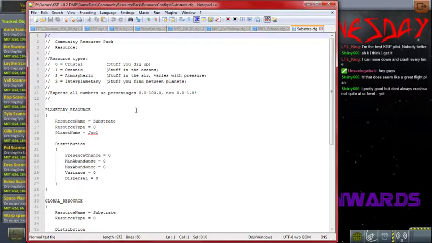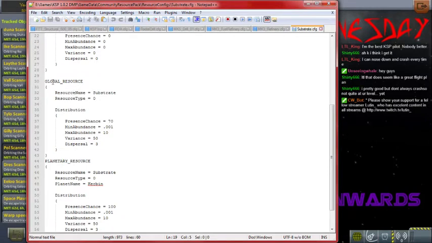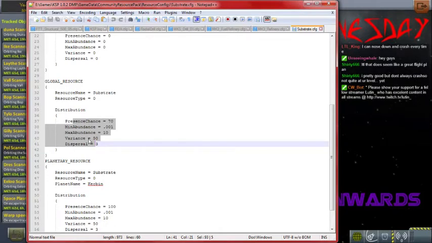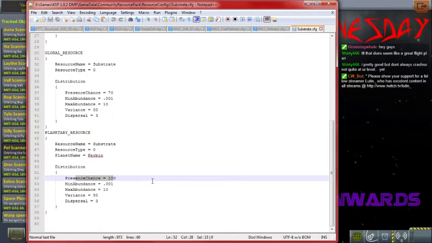Now let's take a look at substrate. Again, we have a specific definition to not put substrate on the surface of Jewel. So then we have a global resource, which is, well, the values for the distribution are different, but it's the same syntax. And of course, planetary resource, basically it says there is always substrate on Kerbin. So, judging by the pattern so far, everything is always present on Kerbin.